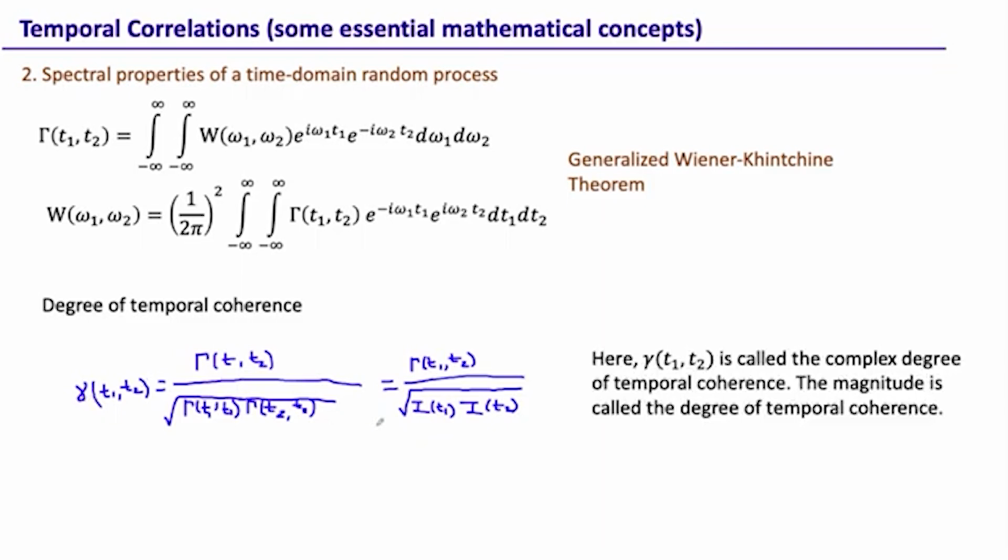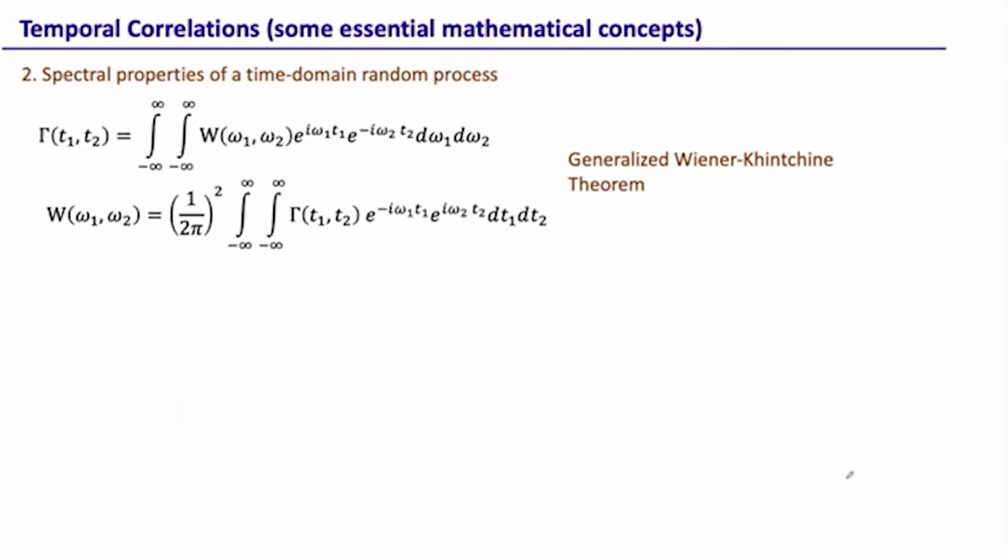But this quantity is actually a complex number, so we call it the complex degree of temporal coherence, and the magnitude of this quantity is called the degree of temporal coherence. Of course, the magnitude of gamma(T1, T2) has to lie between 0 and 1. 0 means no correlation between the field points at T1 and T2. 1 means perfect correlation between field points at T1 and T2. We will study this function in more detail when we do examples of fields.